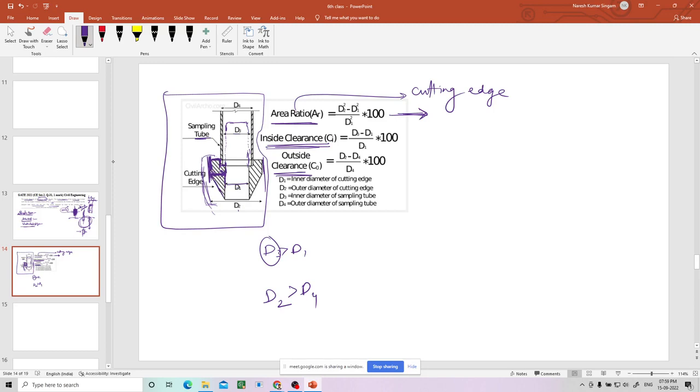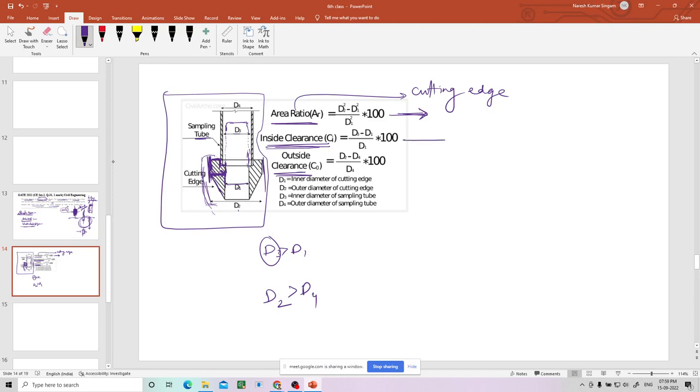And what is outside clearance? Outside means only outer diameters. Sampling tube outer diameter is D4 and cutting edge outer diameter is D2. That's why D2 minus D4 divided by D4. Whichever is minimum, you should take that. Now these are the three things: area ratio, inside clearance, outside clearance. These three things will define the sampler tube design.